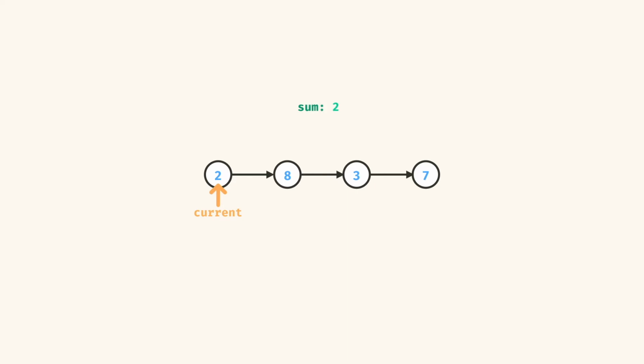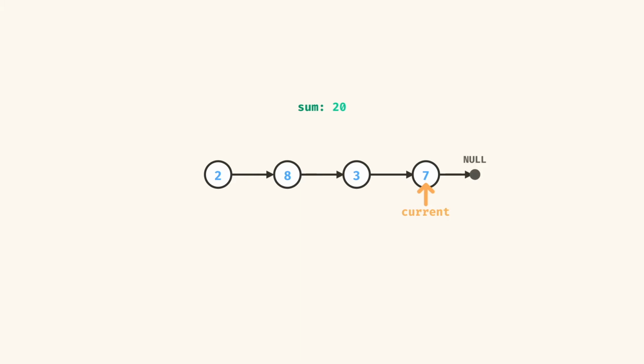Then I can set current equal to current next. I can add this 8 into my sum, getting 10. Next iteration, I can add my 3 into the sum, getting 13. Next iteration, I can add 7 into the sum, getting 20. Right? And I know that technically 7 does have a next pointer, and it does point to null. So let's say I drew that out explicitly.